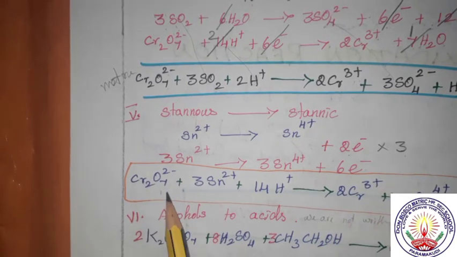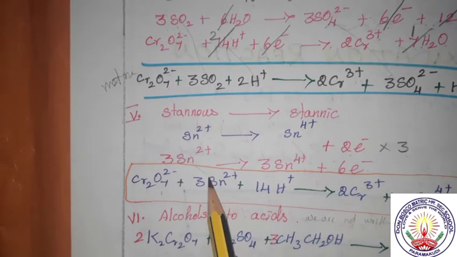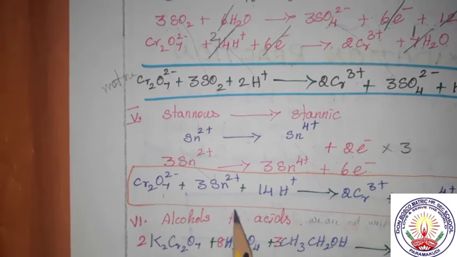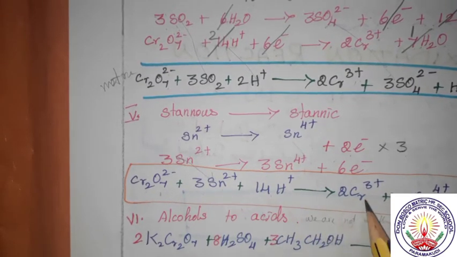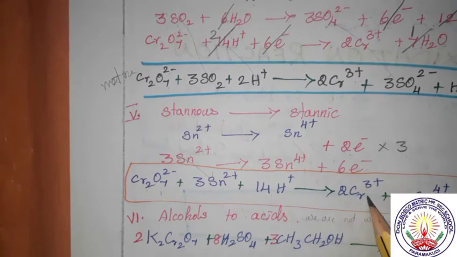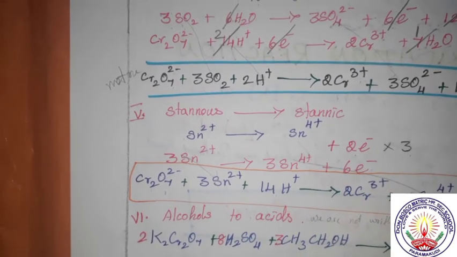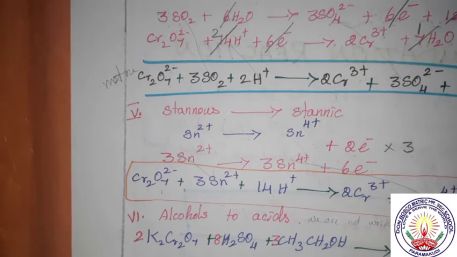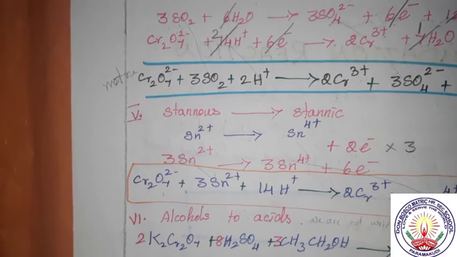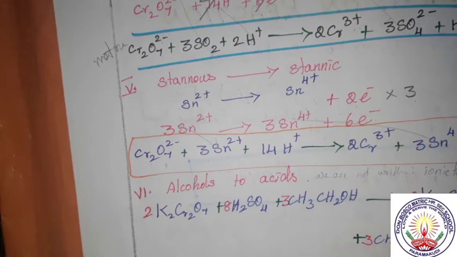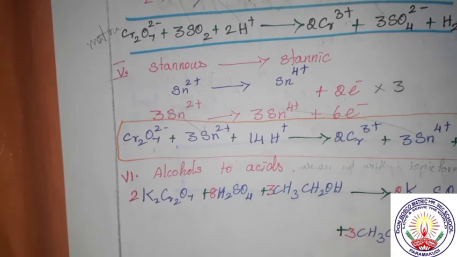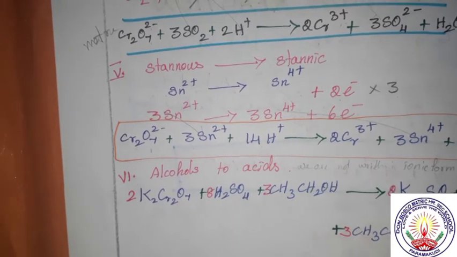So Cr2O7 2-, 3Sn2+, the mother one is 14 hydrogen, and towards the right side the basic one is 2Cr3+, this one and the 7H2O water molecules. The last one is alcohol to acid. This is not taking place in ionic form, but we are writing this equation directly.